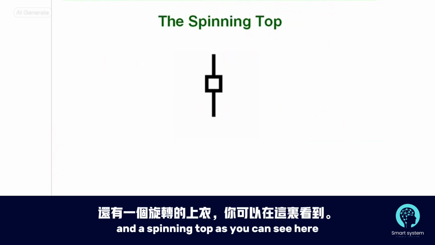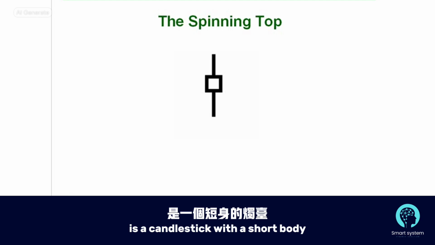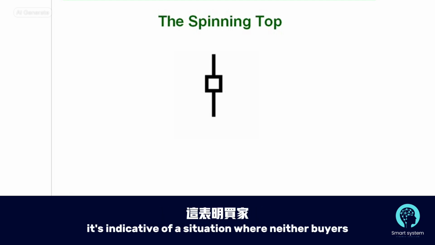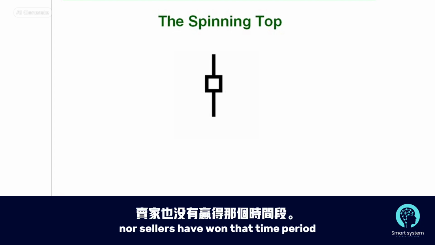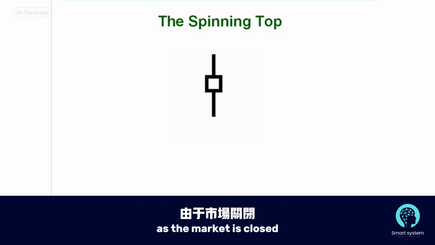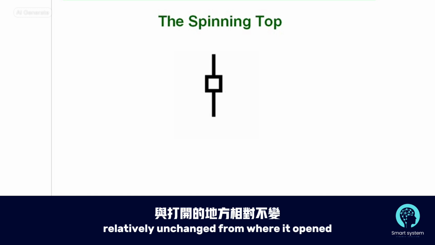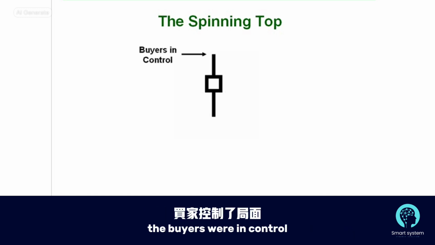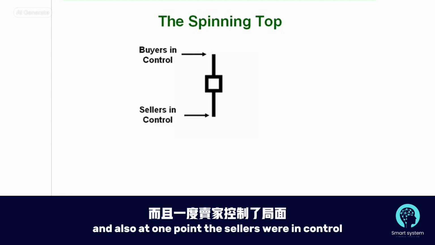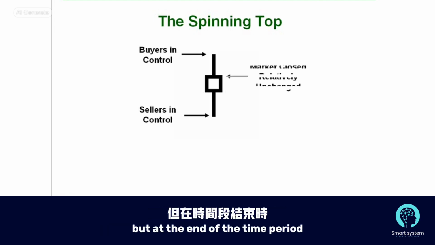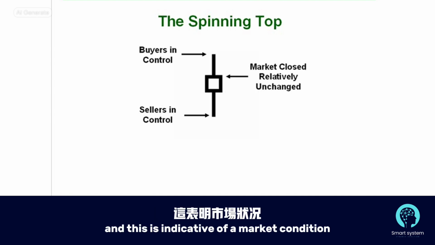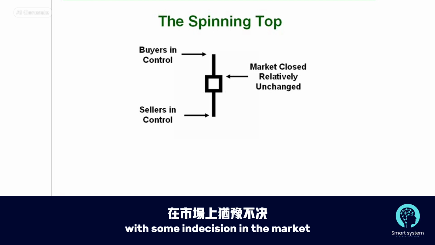A spinning top, as you can see here, is a candlestick with a short body in the middle of two longer wicks. When this forms in the market, it's indicative of a situation where neither buyers nor sellers have won that time period, as the market closed relatively unchanged from where it opened. The upper and lower wicks tell us that at one point the buyers were in control, driving the market up to form the high there, and at one point the sellers were in control, but at the end of the time period the market had closed where it opened. This is indicative of indecision in the market.